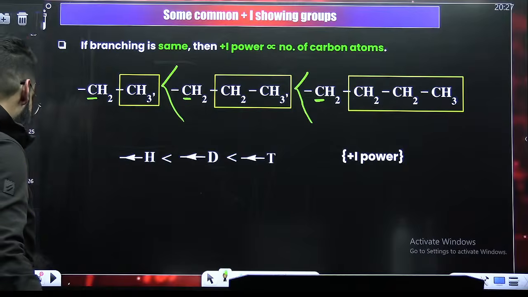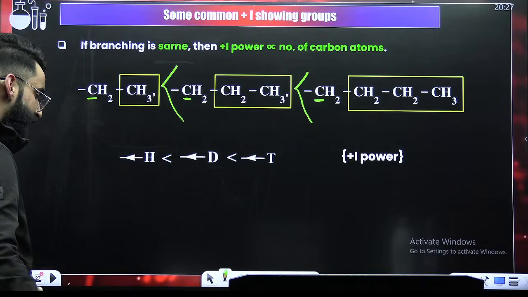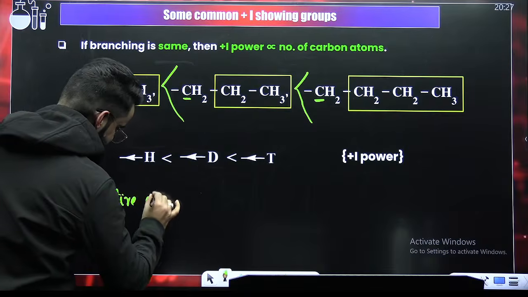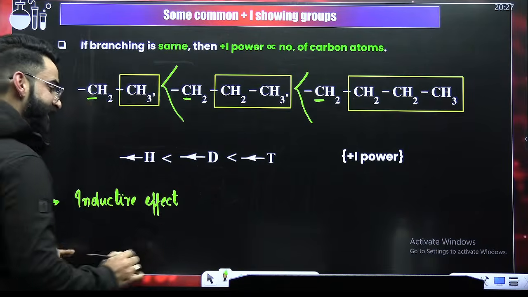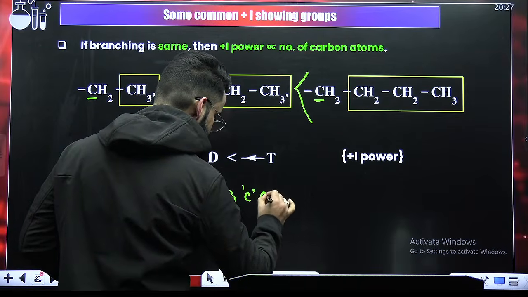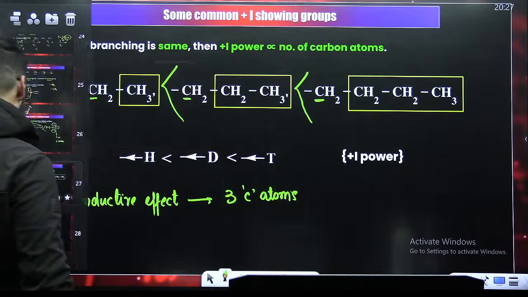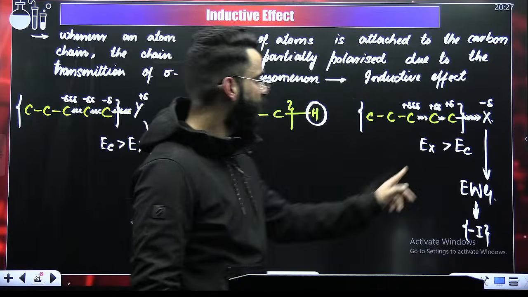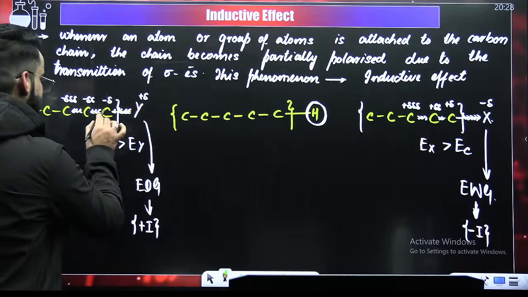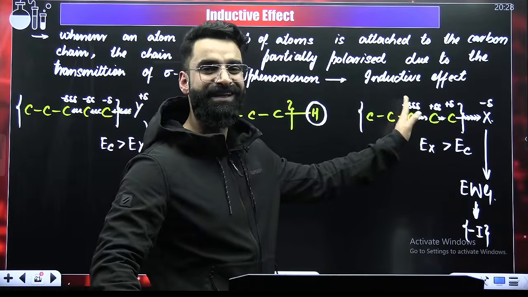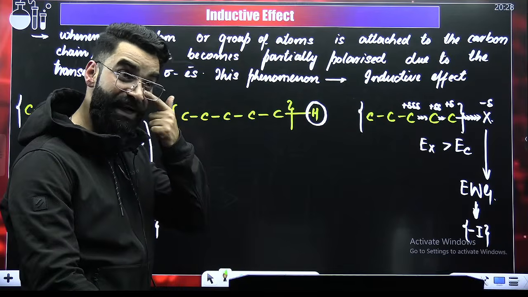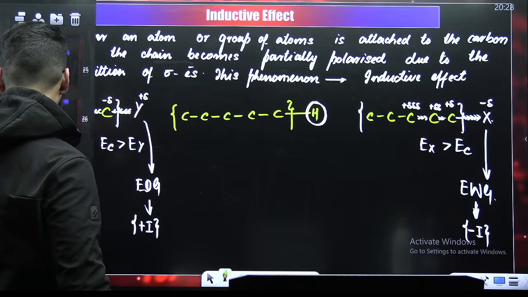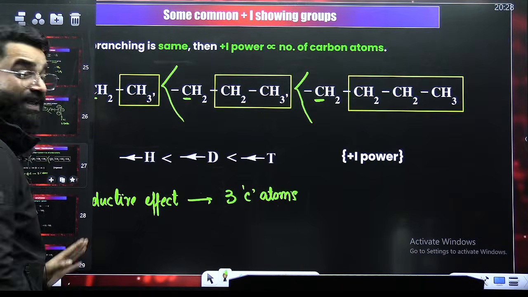One more thing, guys, which I will tell you here. What is that? This inductive effect: we consider the inductive effect only up to 3 carbon atoms. For example, if you see here, I only showed the charges till 3 carbon atoms, because we believe that inductive effect diminishes, it vanishes after 3 carbon atoms. Because inductive effect is distance dependent, right? So you're going to take inductive effect till 3 carbon atoms only.